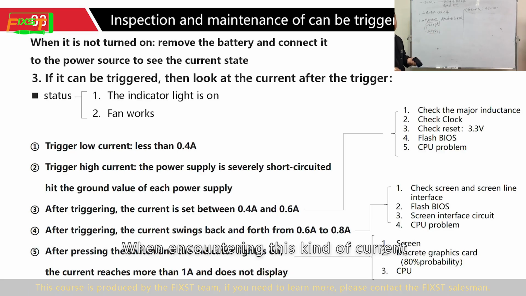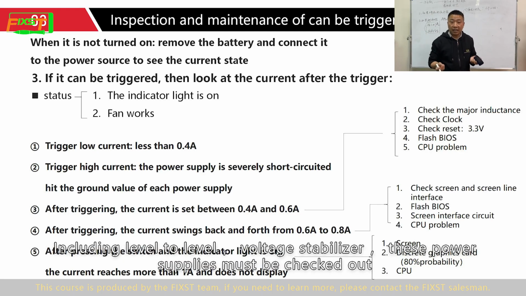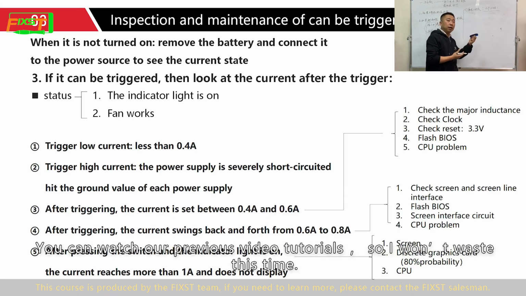When encountering this kind of current, our power supply is basically not available. Check the major power supply on the motherboard, the major inductor, including level to level, voltage stabilizer. This power supply must be checked out, to see which group needs to be checked in order. I won't go into details about this. You can watch our previous course, so I won't waste time here.